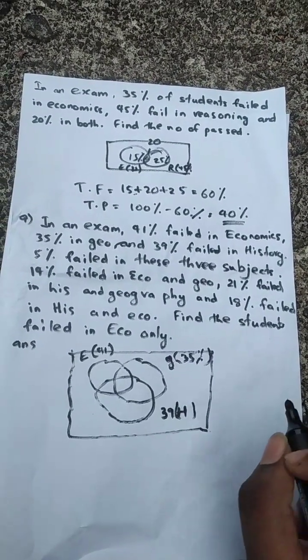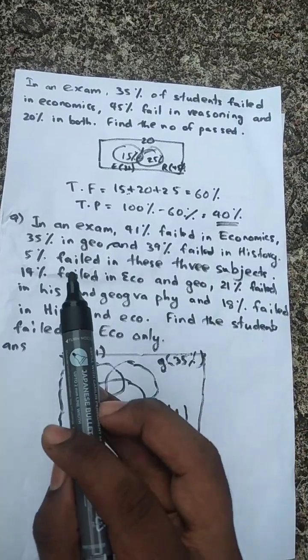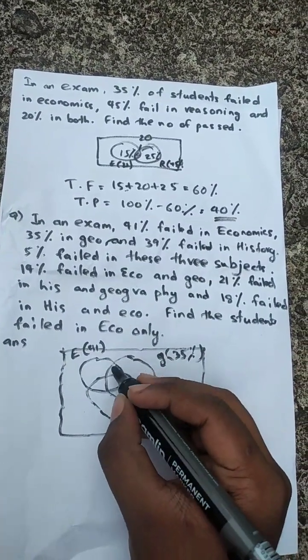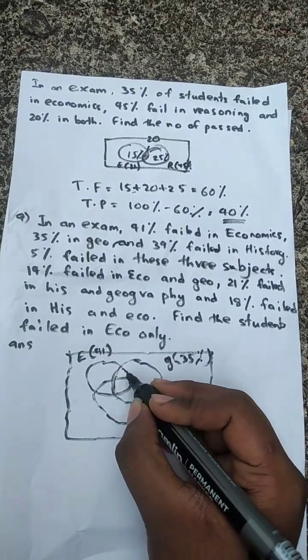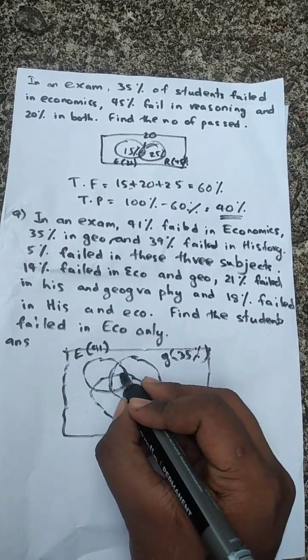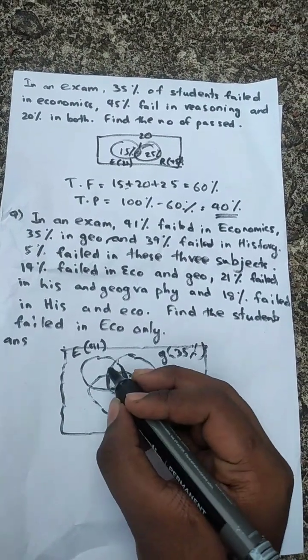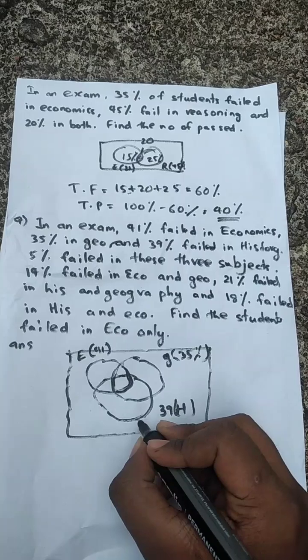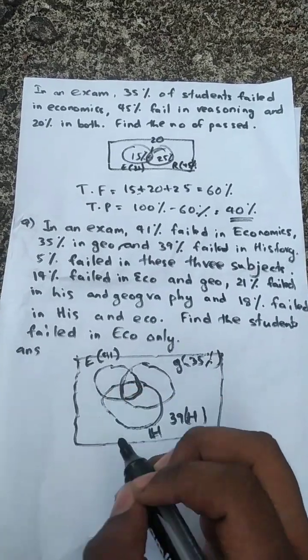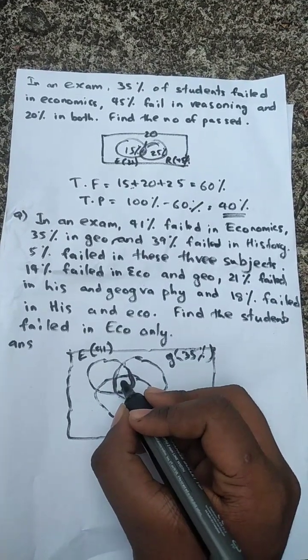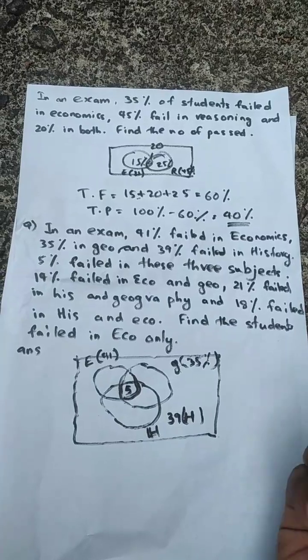So the next point is most crucial. 5% failed in all three subjects. We want to find the place where the three subjects overlap: 1, 2, and 3. This is the common place for economics, geography, and history. So this common place is 5.